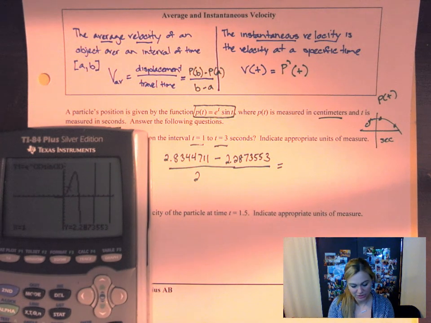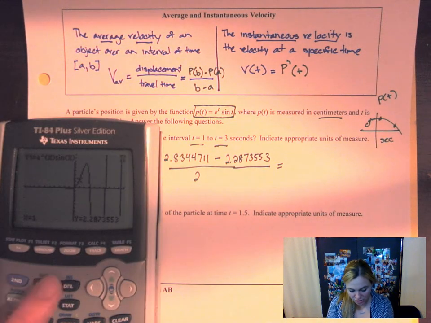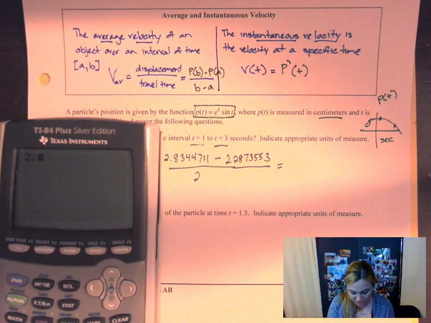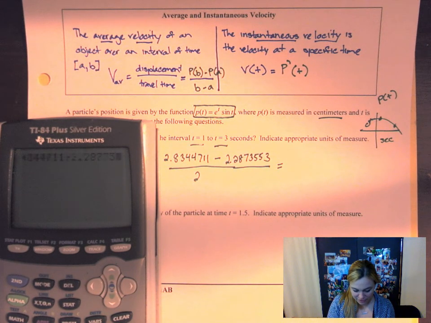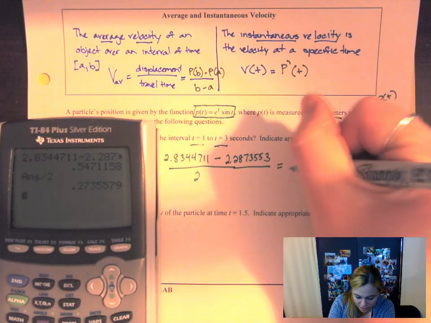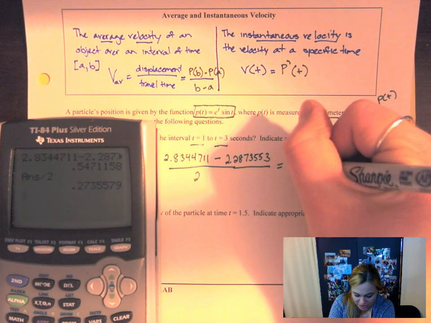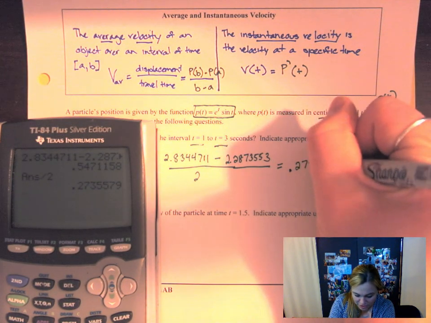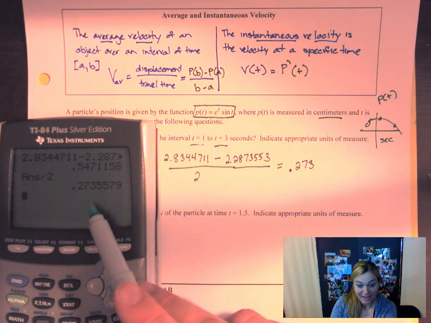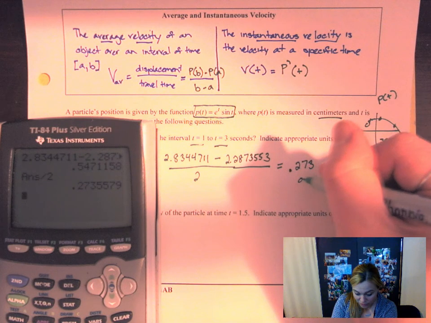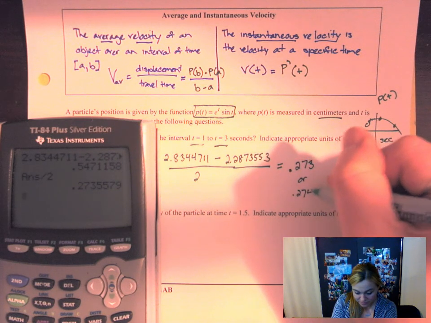And then you just keep rolling. I'm going to go back to the home screen. So 2.8344711 minus 2.2873553. I divided that answer by 2. I got 0.273. And this is my final answer. So I could just leave it like that, or I could round it and say 0.274.